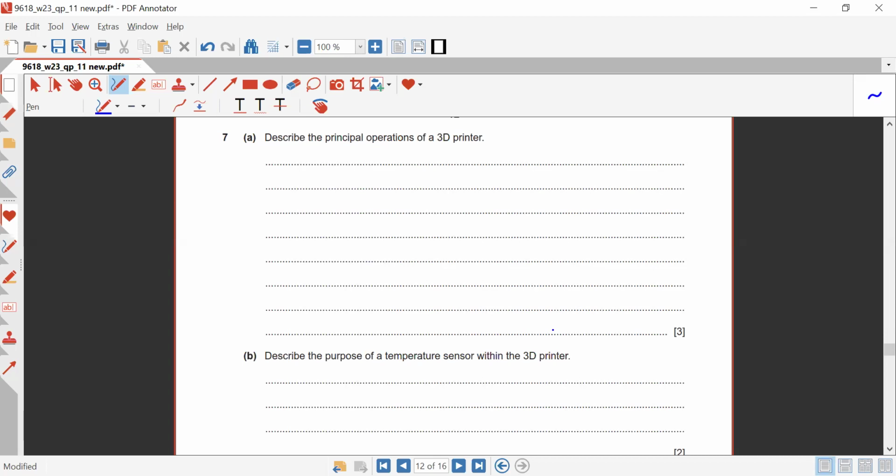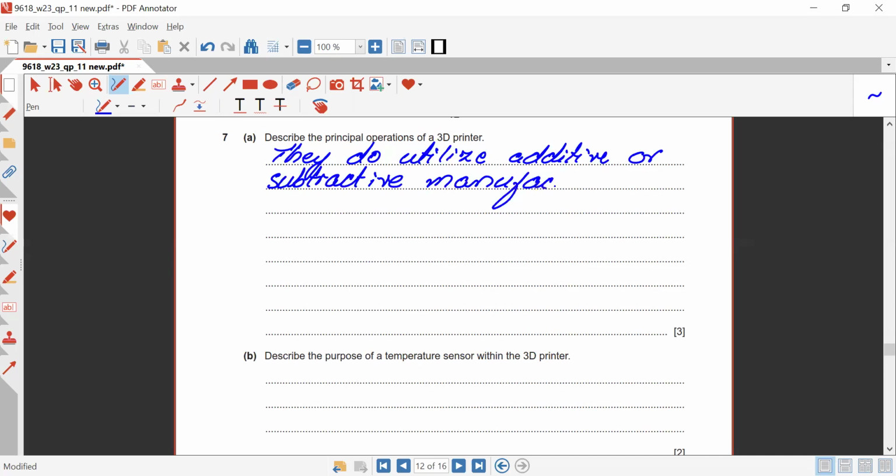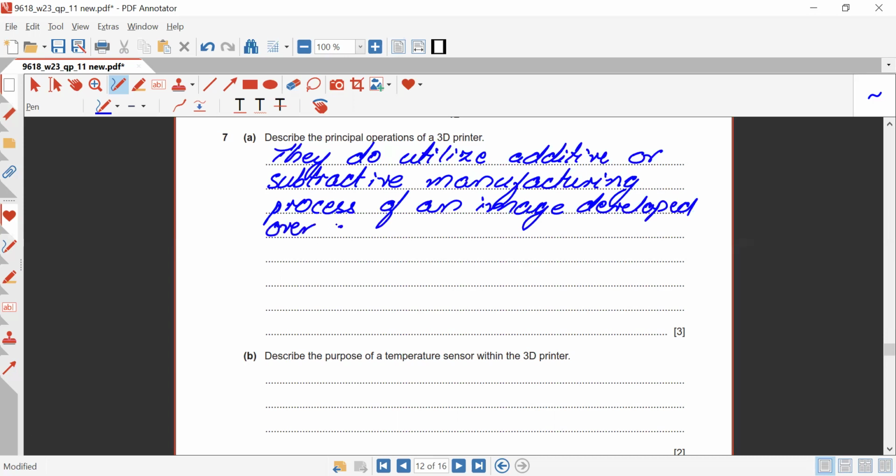So 3D printers do utilize additive or subtractive manufacturing process of an image developed over a CAD software normally. CAD means a computer aided design software.